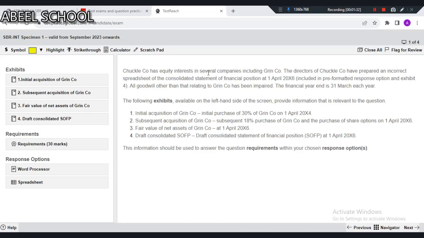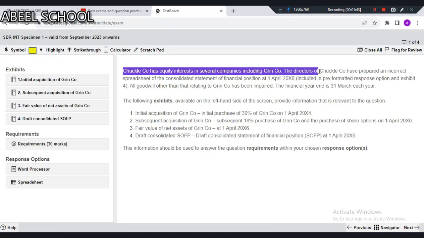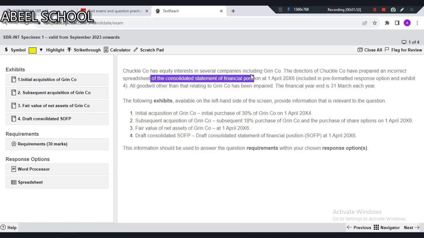Chuckle Company has equity interest in several companies, including the Green Company. So Green is one of the investments. The directors of Chuckle Company have prepared an incorrect spreadsheet of the consolidated statement of financial position at 1st April 2006, included in the pre-formatted response option and exhibit. All goodwill other than that relating to Green Company has been impaired. The financial year end is 31st March. The following exhibit is available: initial acquisition of Green Company, the initial purchase is 30% of Green Company on 1st April X4. So let us deal with them one by one.